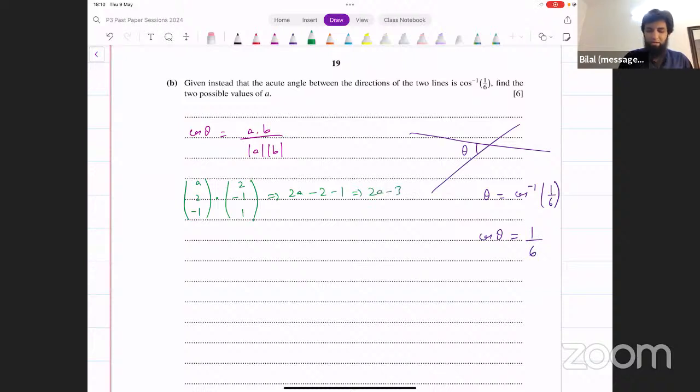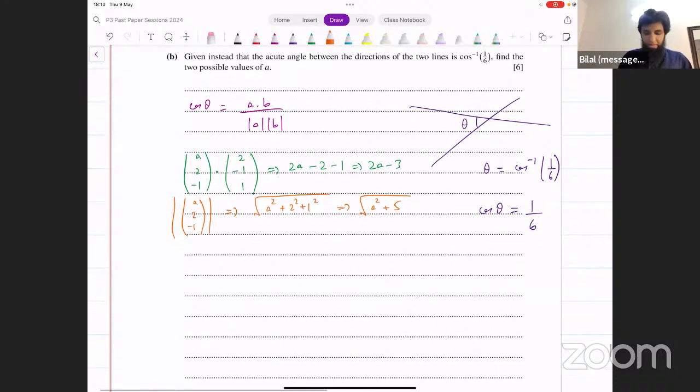What about the magnitudes? Magnitude of the first vector, A, 2, minus 1. What's the magnitude of this vector? Square root of A squared plus 2 squared plus 1 squared, and that gives us square root of A squared plus 5. That's the magnitude of this first vector. And then we find the magnitude of the other vector. The other vector is 2, minus 1 and 1.